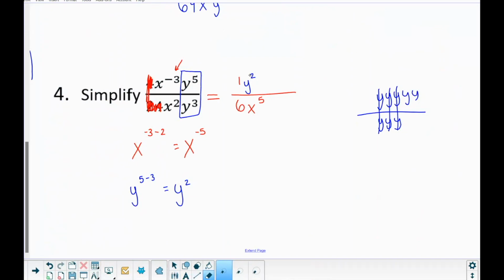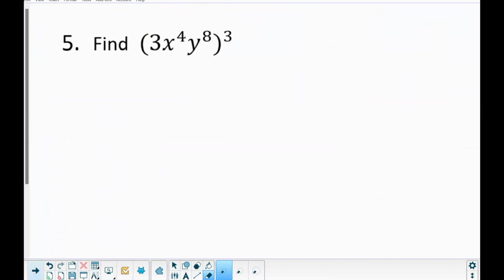Now you could also remember that 1 times anything is itself. So if you see an answer choice, if your answer were multiple choice and you didn't see that 1 there, that's okay because it's implied that there's a 1 there. So either way works. And that is our final answer. Looking good. All right, let's move on to number 5.